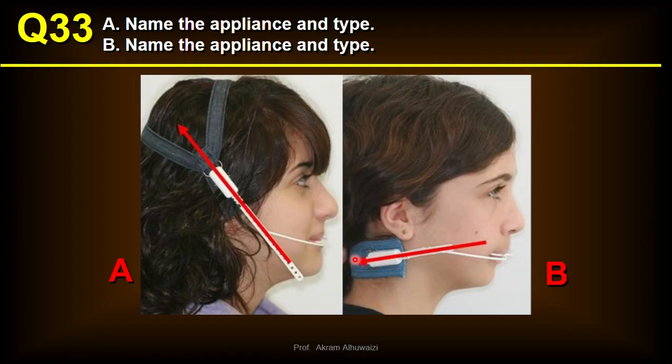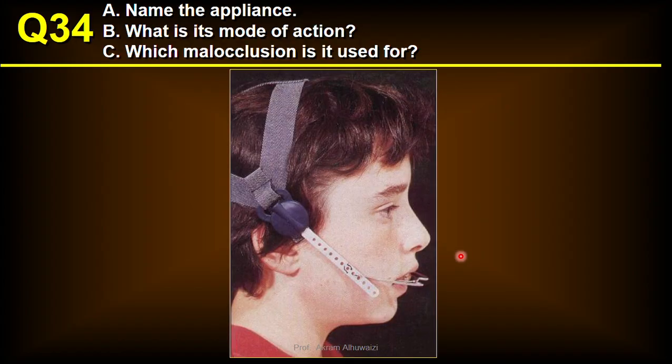It's a cervical pull with a headgear, with a face bow. Name the appliance. The appliance is a high pull headgear with a face bow. And what's the mode of action? It pushes the molars backwards, either to enhance anchorage or to distalize the molars. Which malocclusion is it generally used for? A class 2 malocclusion.